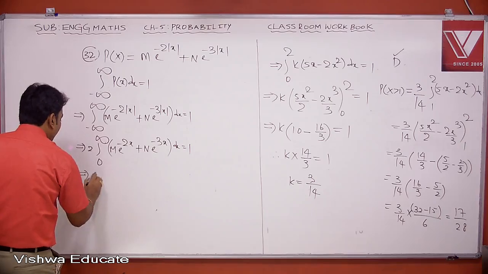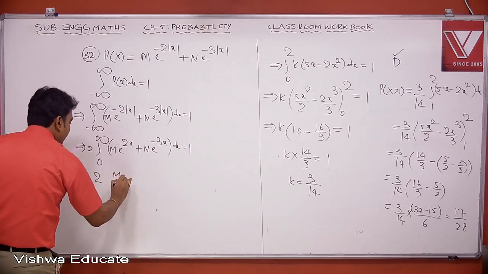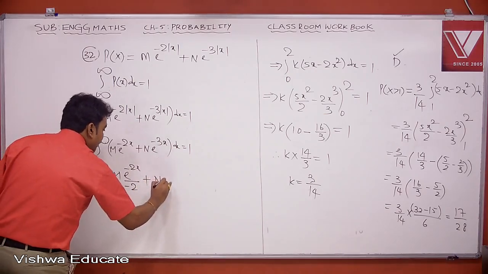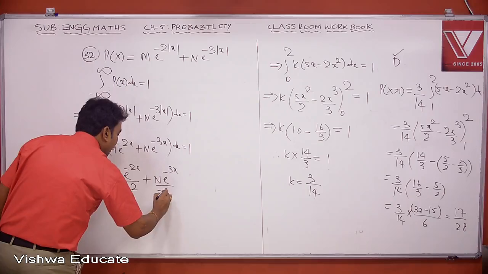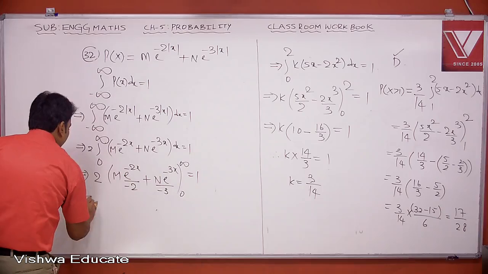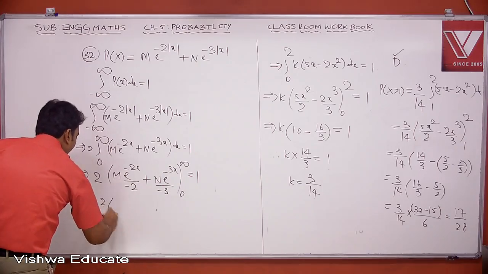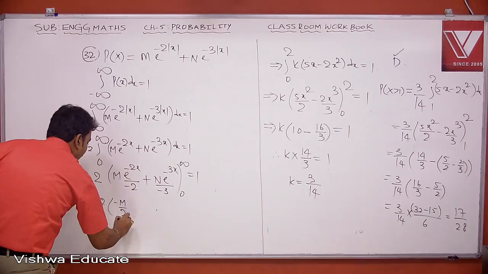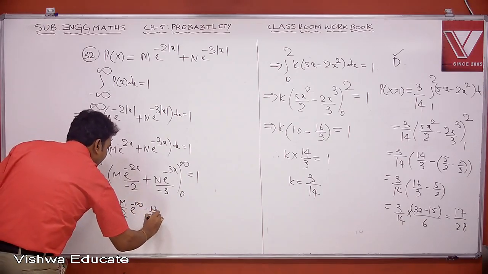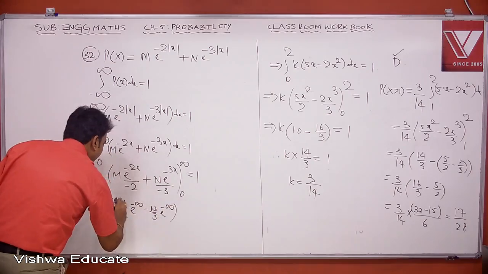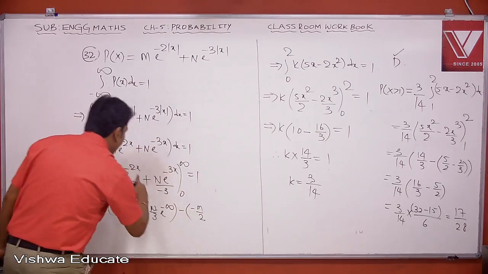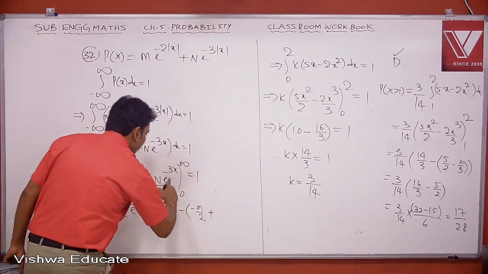So this implies 2 times the integral: e power minus 2x is e power minus 2x by minus 2, plus n times its integral e power minus 3x by minus 3. Limits are from 0 to infinity. So this implies this is 2 times minus m by 2 into e power minus infinity minus n by 3 into e power minus infinity. Apply the lower limits, you get minus m by 2 into e power 0, which is 1, plus e power 0 is 1.